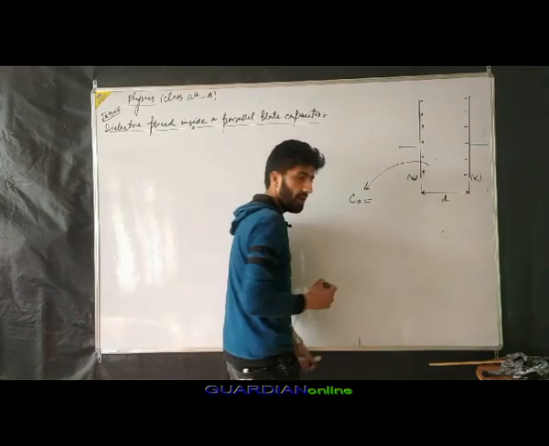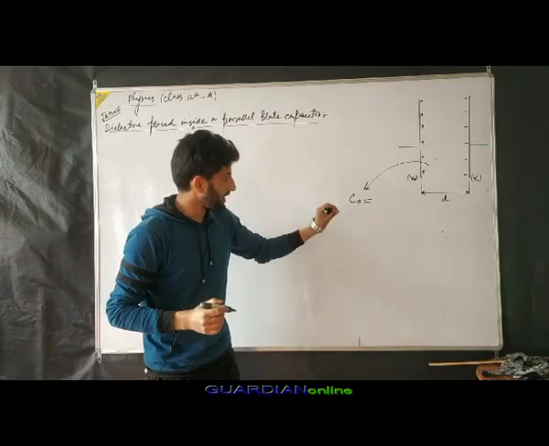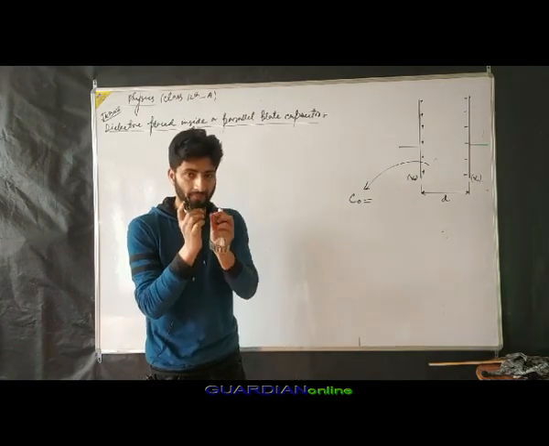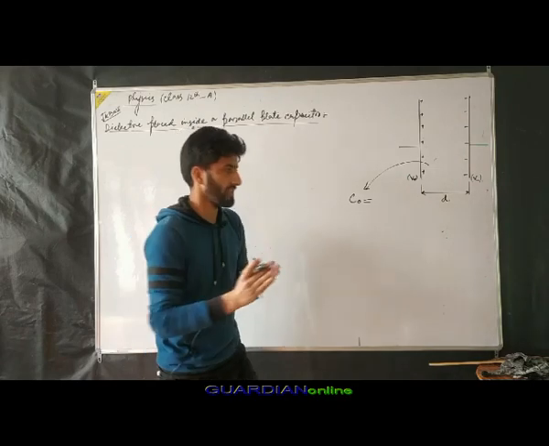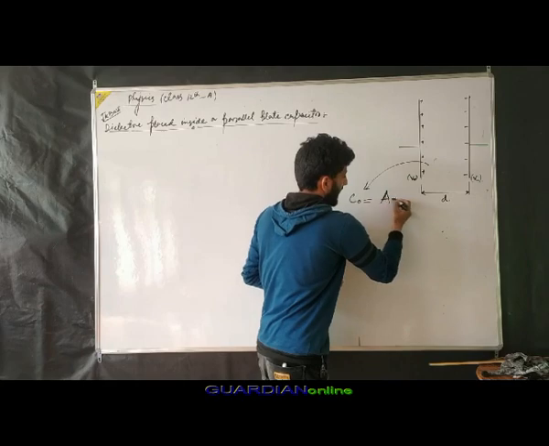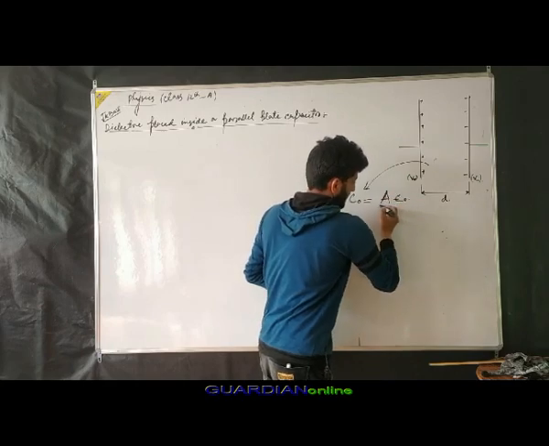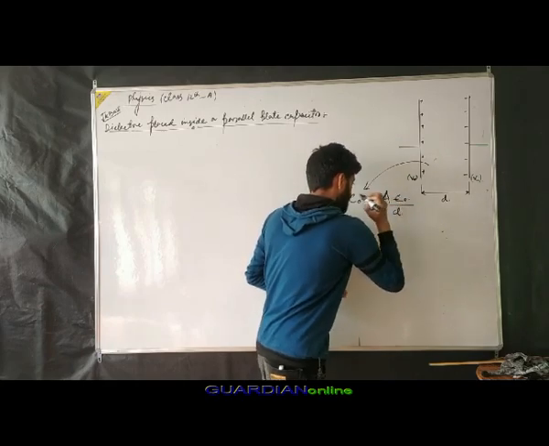The capacitance depends only on the dimensions and the medium, and simply it is equal to A epsilon naught, the permittivity of free space, divided by D.